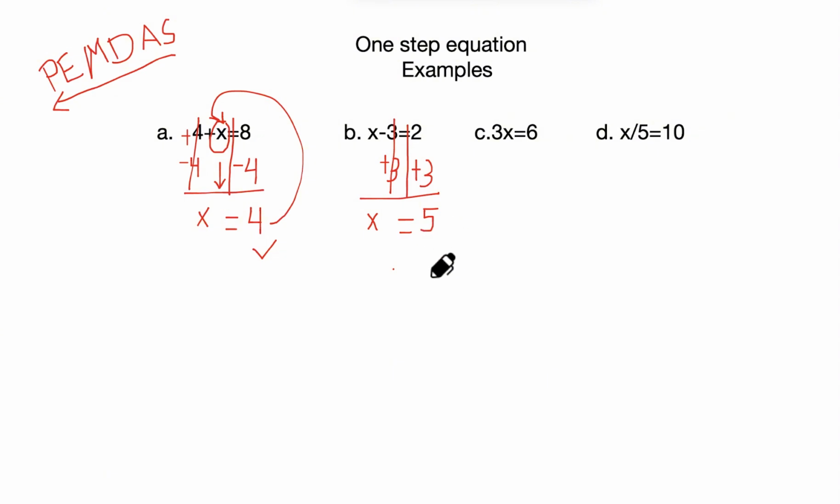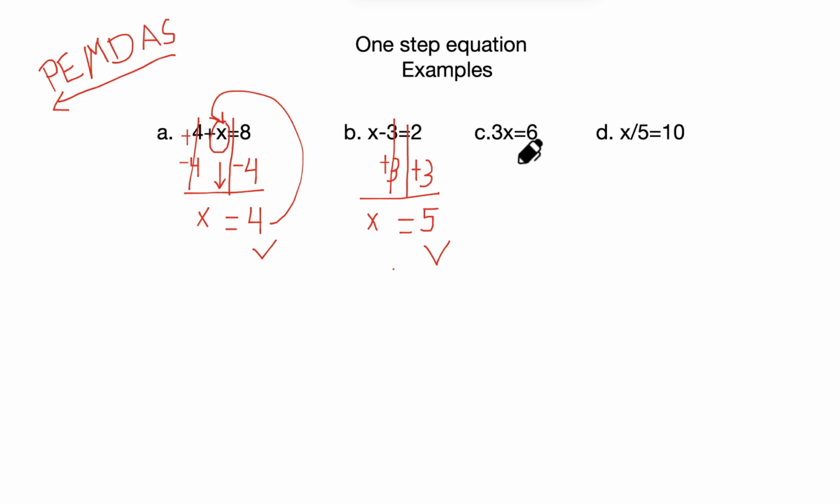Again, you can check your answer by plugging it back in the equation. Plug in your x value as 5. 5 minus 3, is that going to give me 2? It does. So I automatically know that my answer is correct. So if it's plus 4, I'm going to subtract 4 from both sides. If it's minus 3, I'm adding 3 to both sides.